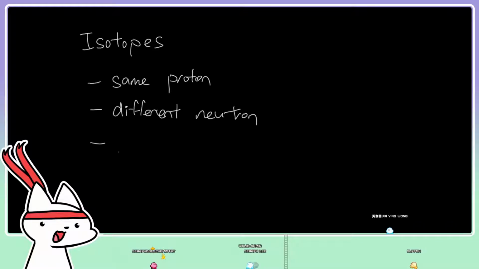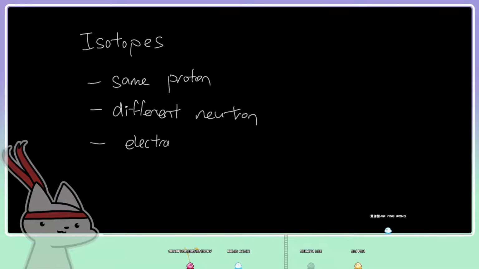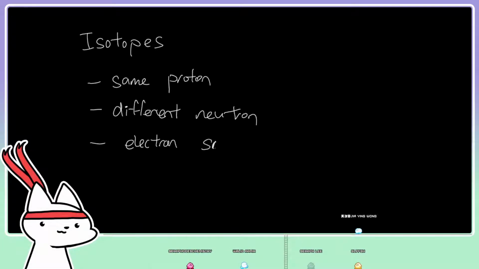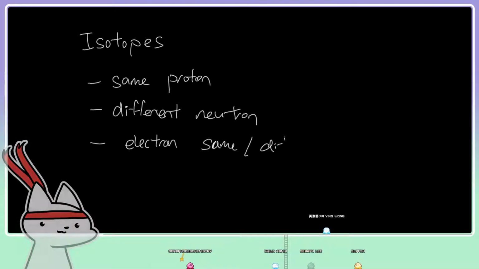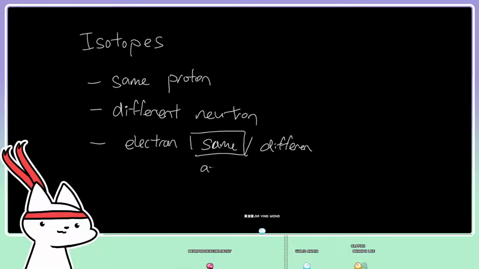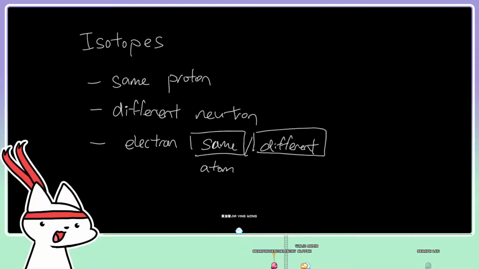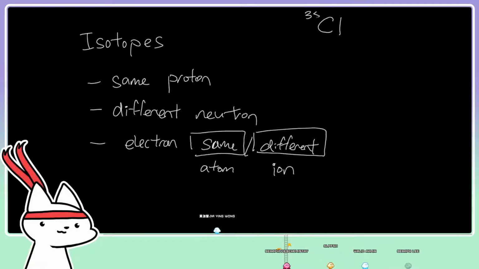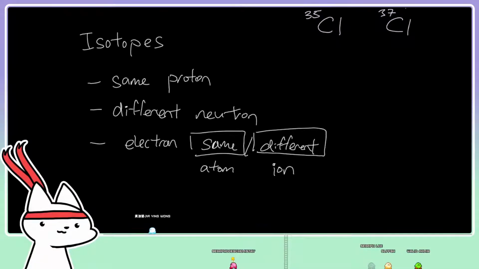But for higher secondary, meaning O levels, the electrons can either be the same or different. It does not matter. If the electron is the same as the proton, then it's an isotope and an atom. If the electron is different, then it will be an isotope but an ion instead. For example, there are two types of isotopes of chlorine, 35 and 37. That's very typical when it comes to the periodic table.